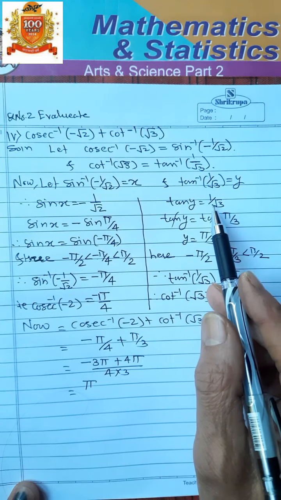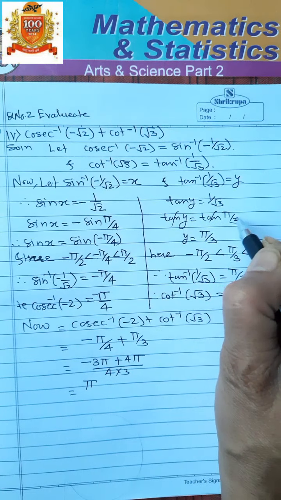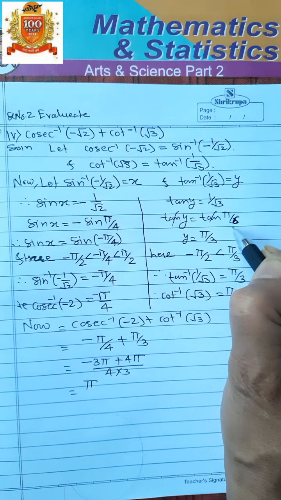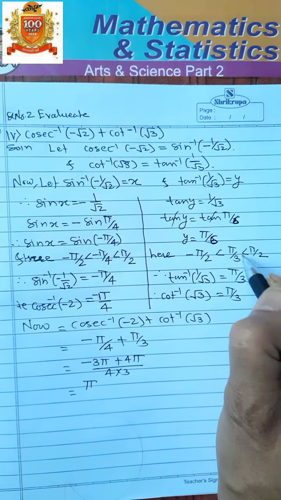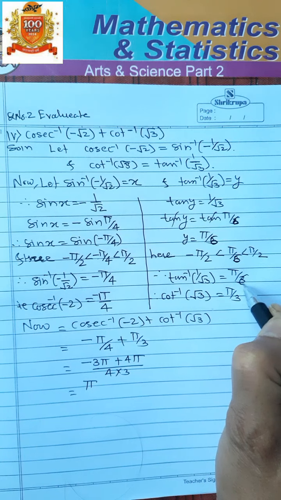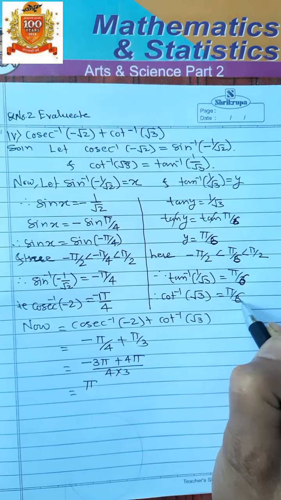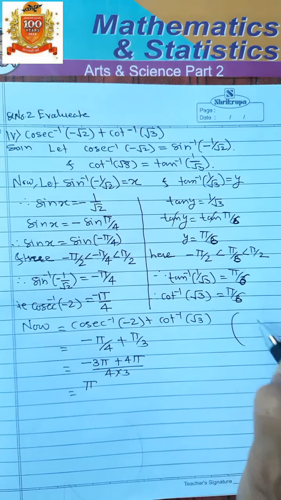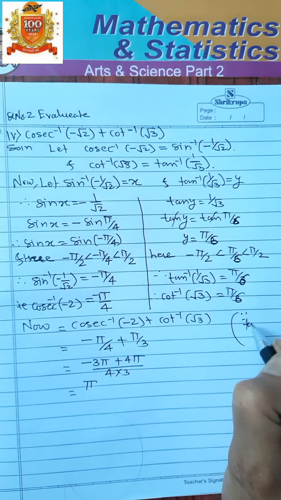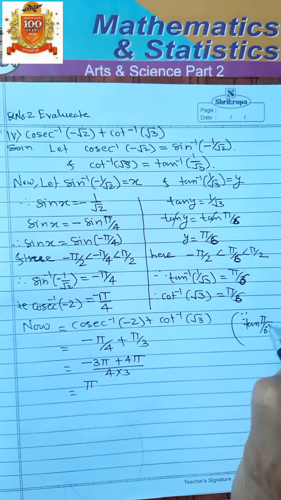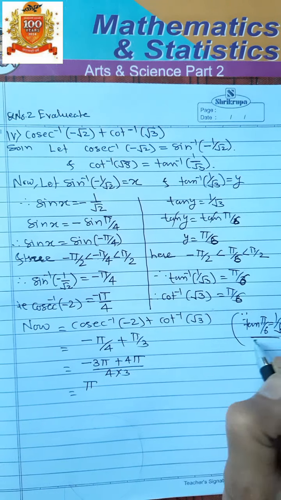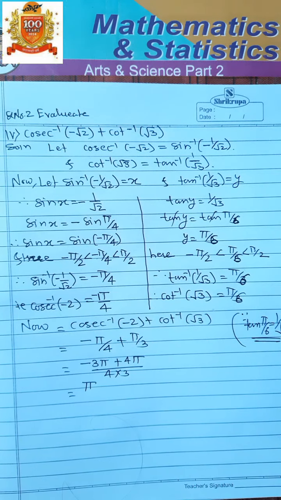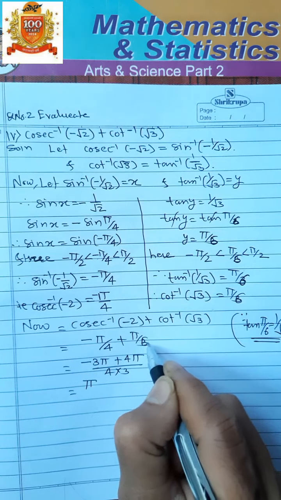Here 1 upon root 3 is the value of tan pi by 6. Instead of pi by 3 we have to write pi by 6, since tan pi by 6 is equal to 1 upon root 3. Keep in mind. Therefore, here instead of pi by 3, pi by 6 will come.